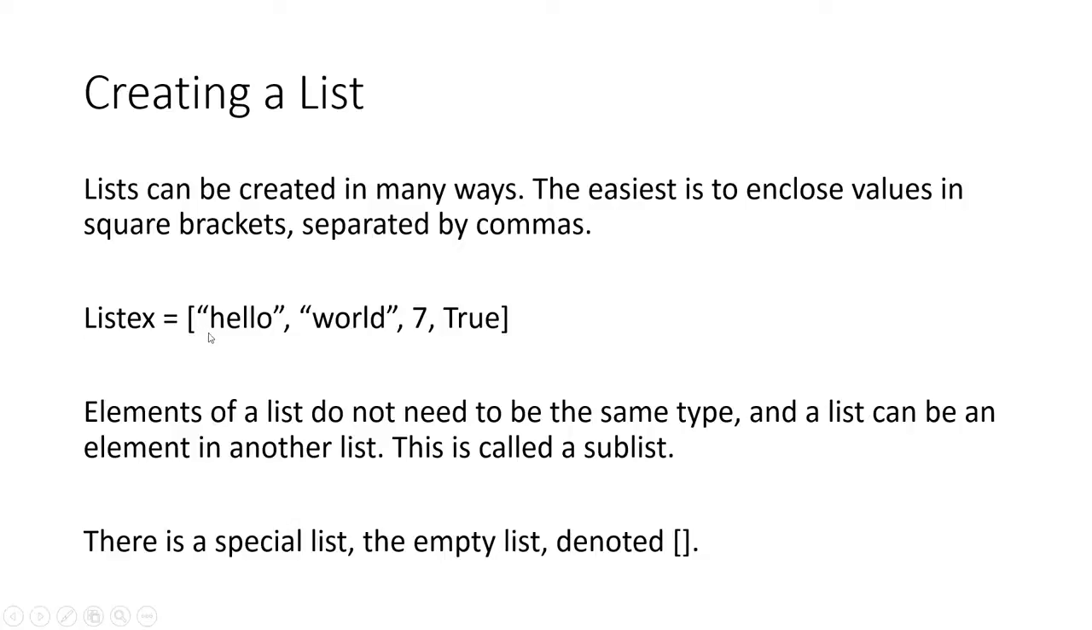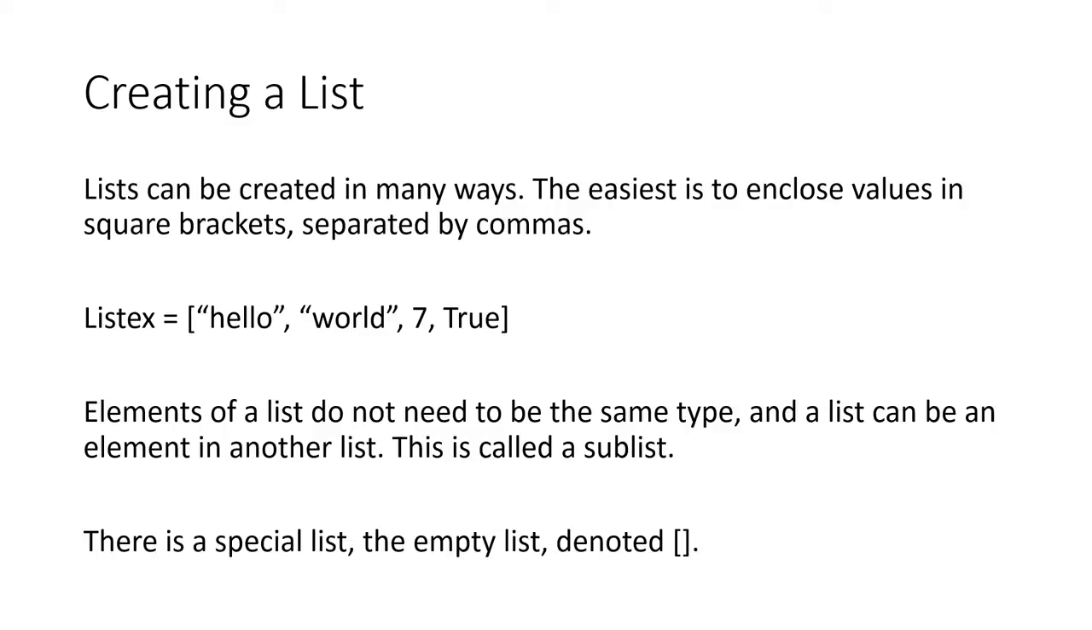Here we are adding to our list a string hello, a string world, the integer 7, and the Boolean value true. Now this raises an interesting point. Elements of a list do not need to be the same type. So in this case, we have three different types of elements. This is an important distinction that Python makes from other languages, where often lists and other similar data structures will require that all elements be the same type.